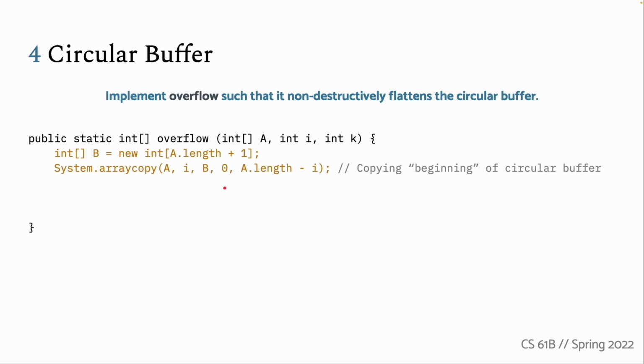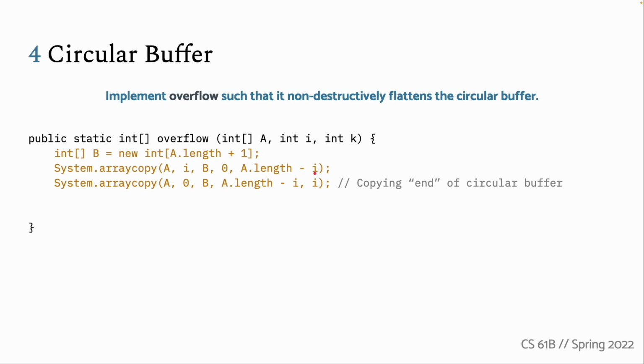Next, we're going to copy the beginning of the circular buffer. So how do we decode this? Again, if you're looking for the actual arguments to array copy, I recommend you look at the worksheet. On the exam, we will give them to you. We will not expect you to memorize it. But all it's saying is, okay, so we're going to take array A, starting from index I, and we're going to copy it over into array B, starting at its index 0. And we're going to copy over this many terms, which is A dot length minus I. That's the number of terms left until we hit the end, because we don't want to go past the end of the array or we're going to have some errors.